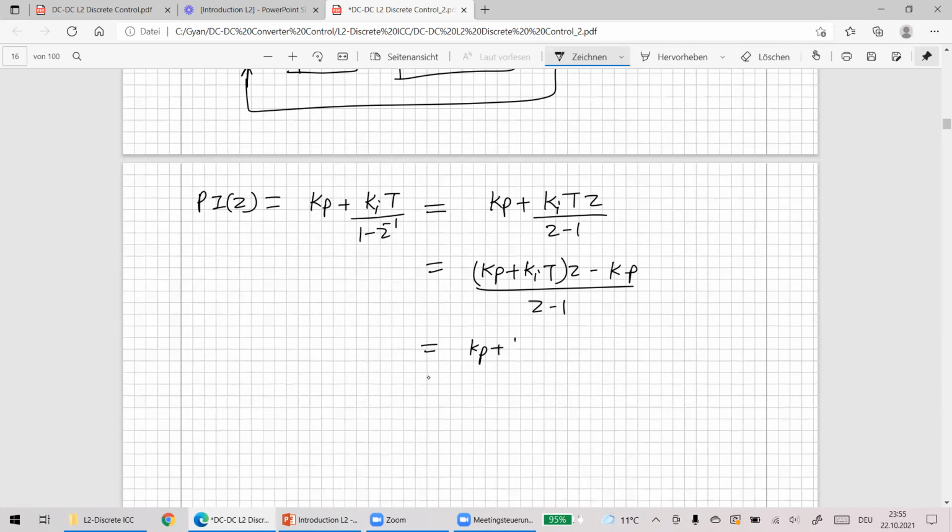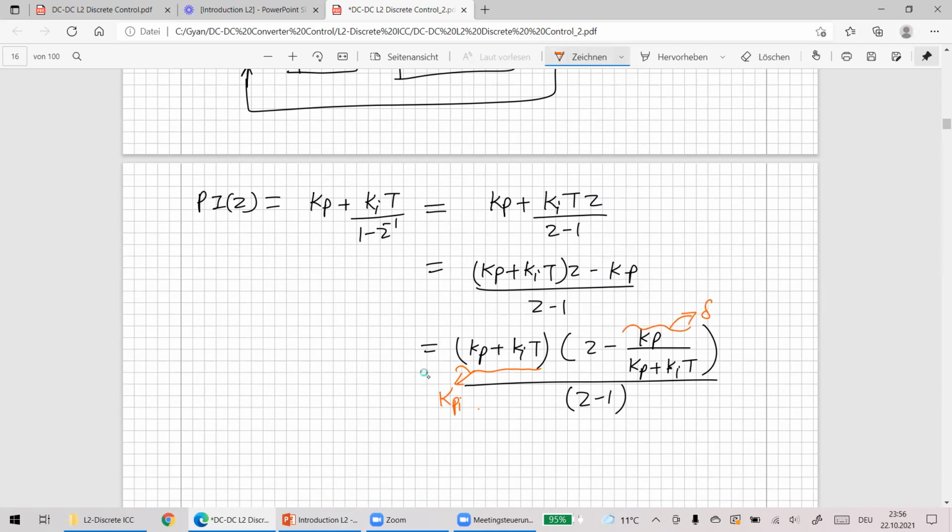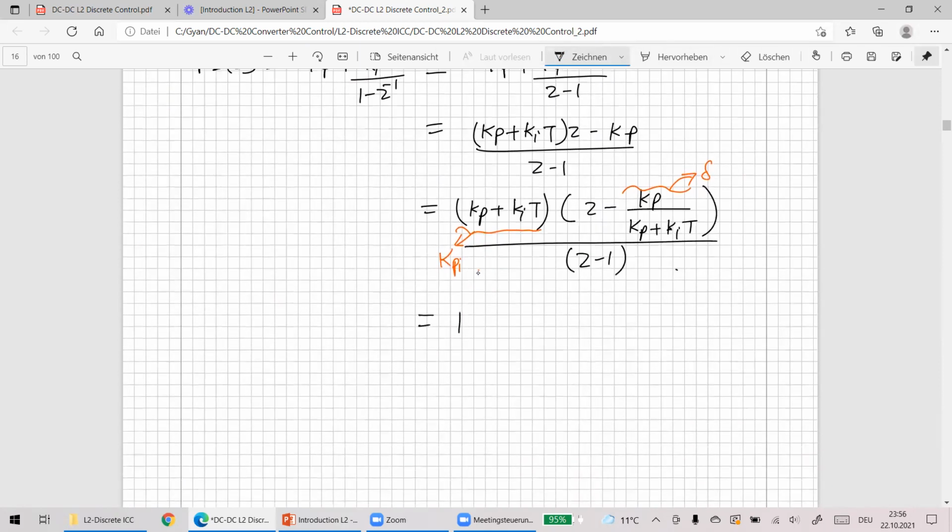Now let's take common KP. Yeah, so we just took common. And now let's do one more simplification. Let's assume this is equal to KPI and this is equal to del. So assuming these two variables, we can write the PI expression as KPI (Z minus del) over (Z minus 1). So this is our PI of Z.